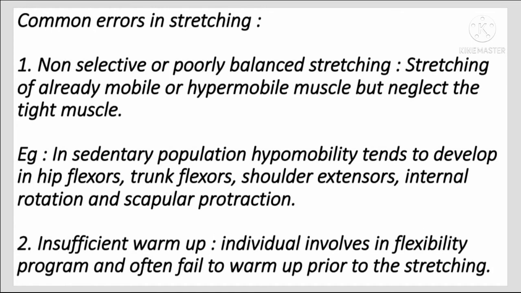Common errors in stretching. Non-selective or poorly balanced stretching: stretching of already mobile or hypermobile muscle but neglecting the tight muscle. For example, in sedentary population, hypomobility tends to develop in hip flexors, trunk flexors, shoulder extensors, internal rotation and scapular protraction. Insufficient warm-up. Individuals involved in flexibility programs often fail to warm up prior to stretching.